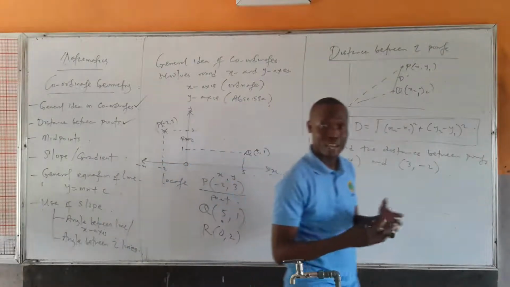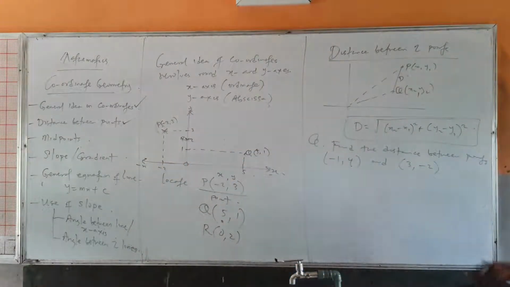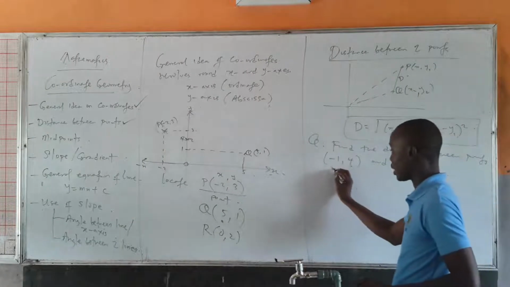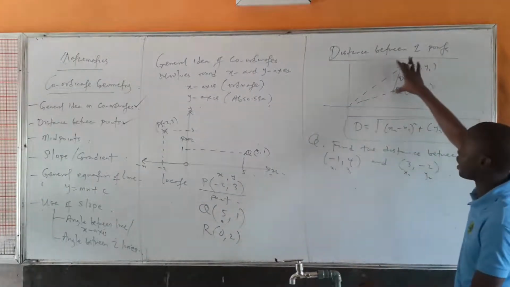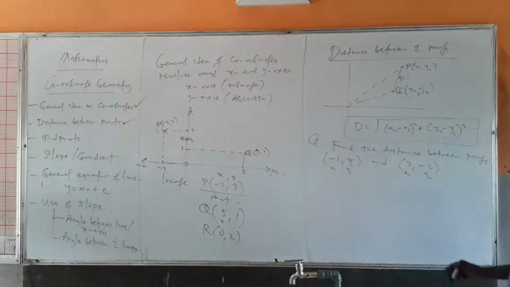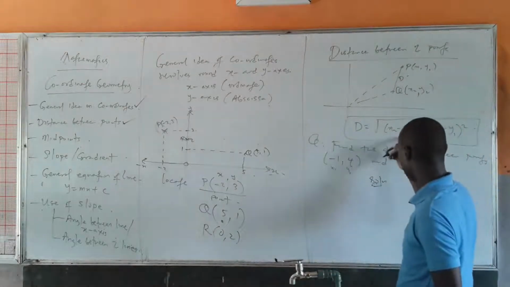You can take any point as your x2 and y2. For the sake of convenience, I'm taking this one as the first point, x1, y1, and I'll take this point as the second point, x2, y2. Correlate with what I have here. So if I'm to calculate the distance between them, I'll simply go this way. I'll use this formula which I have here.